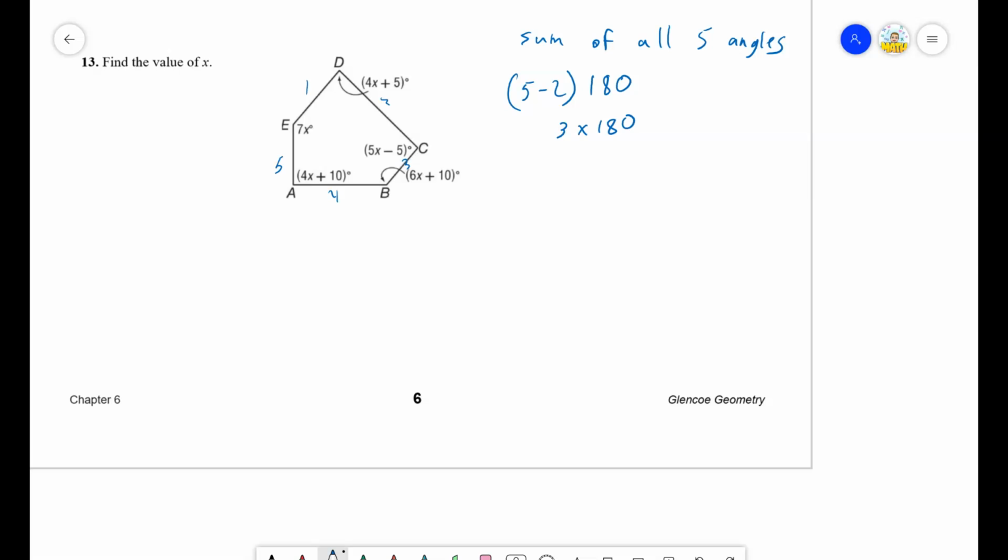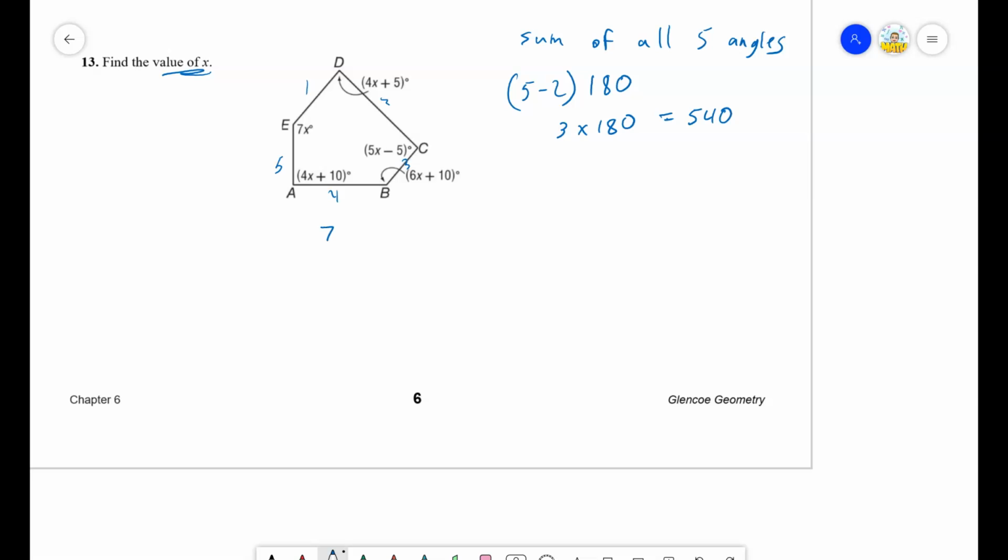We need to know what these angles will add up to, and then that gives us an equation to work with. So these angles should all add up to 540 degrees. And that's the idea here, is to try to find a value for x. We want to solve for x. So now I'm going to just simply write that in terms of x.